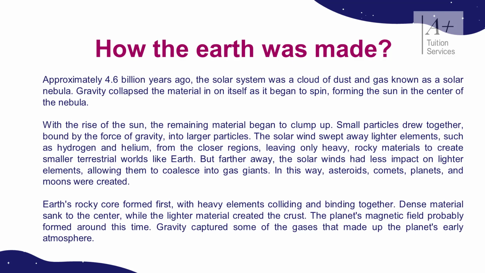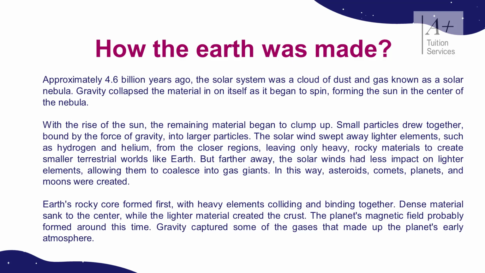Small particles drew together, bound by the force of gravity into larger particles. So the small fragments were bound together by gravity. This gravitational pull held them together. The solar wind swept away lighter elements such as hydrogen and helium from closer regions, leaving only heavy, rocky materials to create smaller terrestrial worlds like Earth.